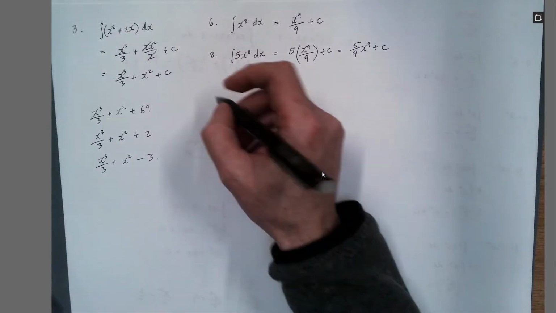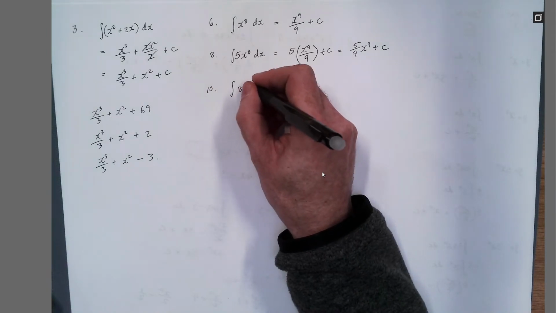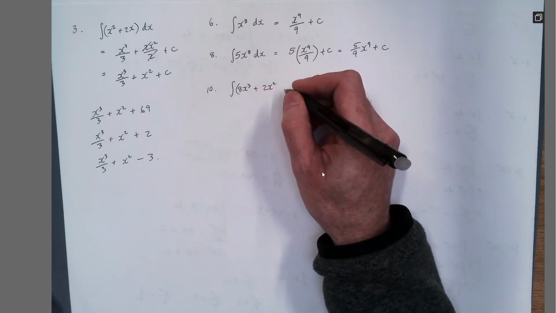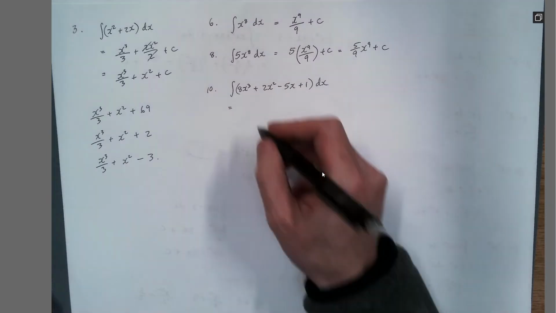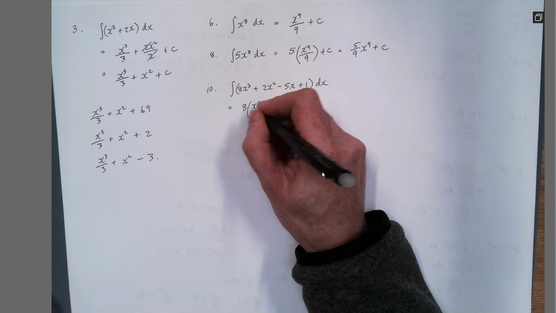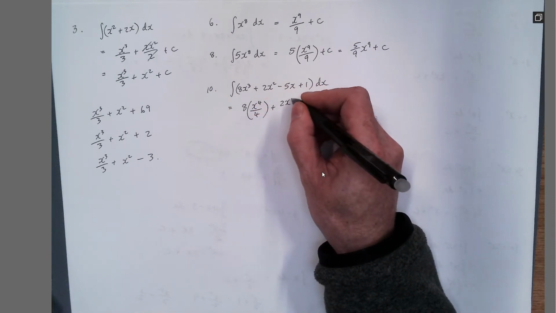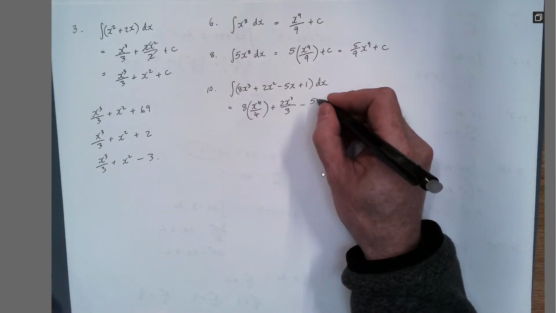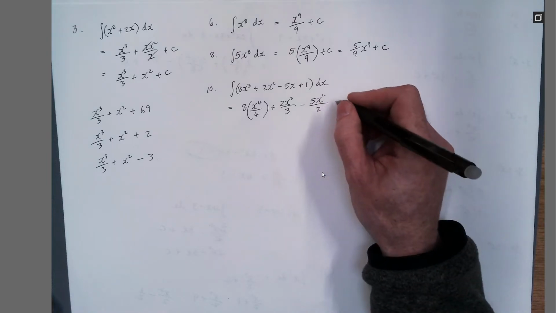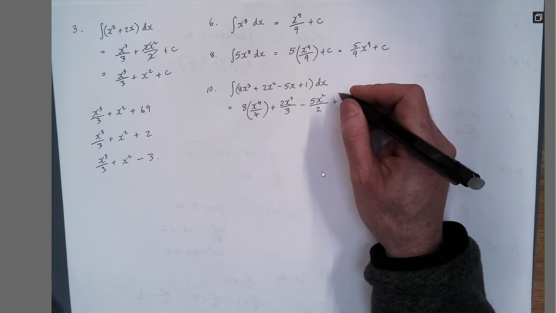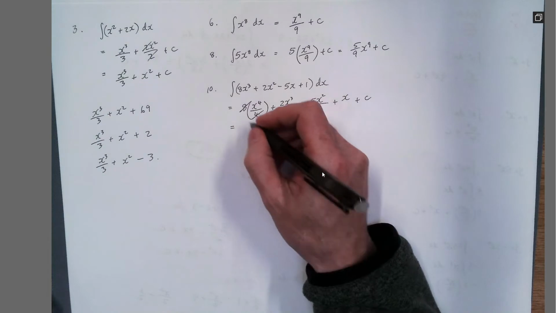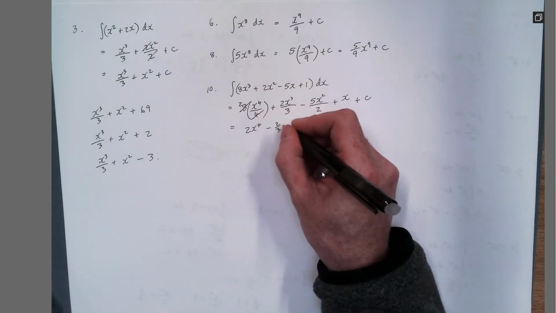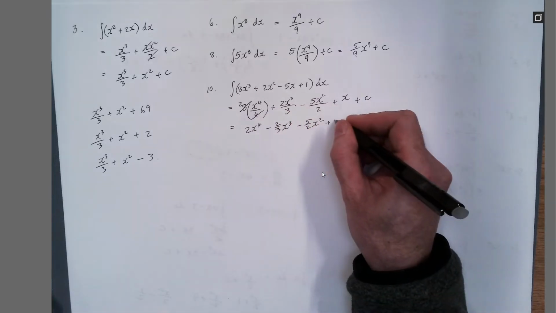Next, the integral of x cubed plus x squared minus x plus 1 dx. Integrate term by term: x to the power of 4 over 4 plus x cubed over 3 minus x squared over 2 plus, the integral of 1, which is just x because it's x to the power of 0, so x to the power of 1, plus c. So the answer is x to the power of 4 over 4 plus x cubed over 3 minus x squared over 2 plus x plus c.